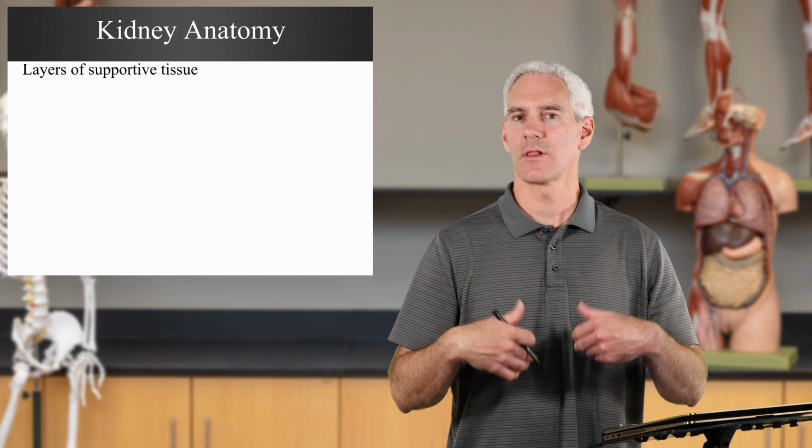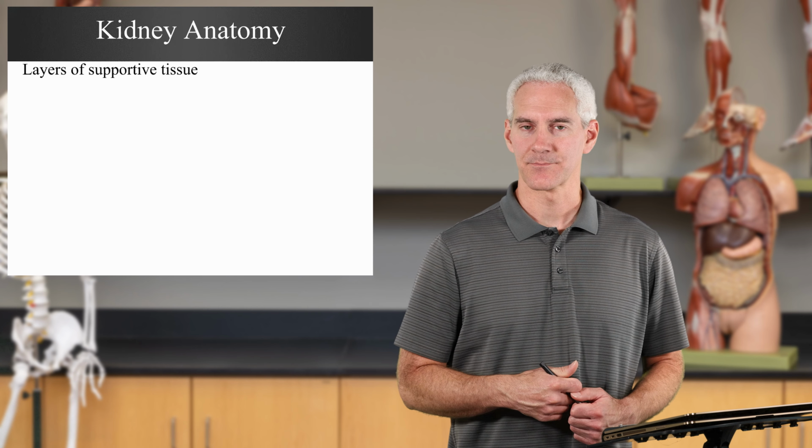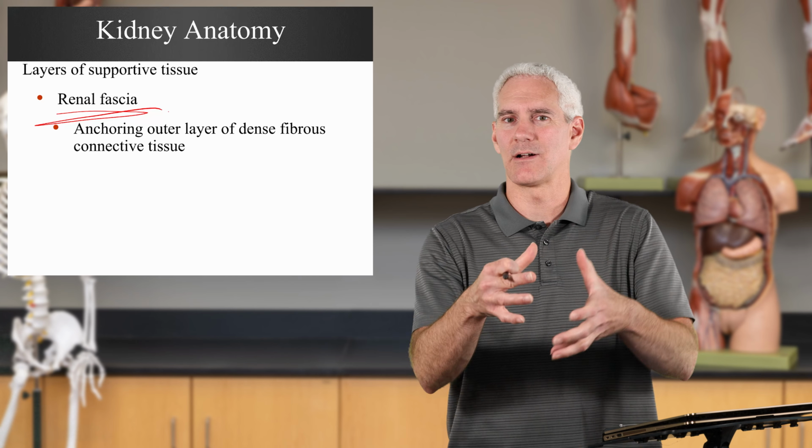All right, so let's start with a little anatomy of the kidneys. There are different connective layers and connective tissue around the kidneys. These all give different supports and different purposes. We have this renal fascia. It anchors the outer layers around the outside of the kidney, helping to keep it in place. You really don't want your kidneys bouncing around and moving back there.